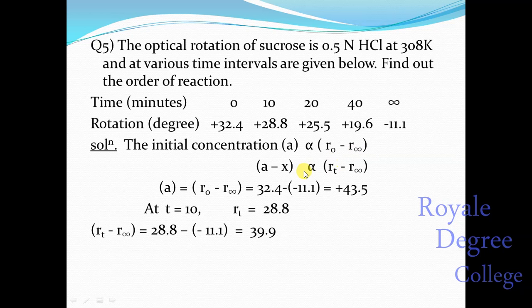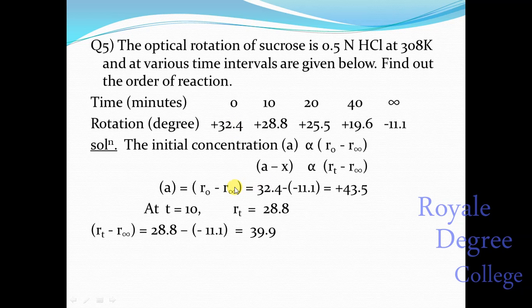And A minus X is proportional to the optical rotation at time t minus the optical rotation at infinity. So A is equal to what? R naught minus R infinity. Here R naught is the rotation at time 0. How much? 32.4. That we are writing.